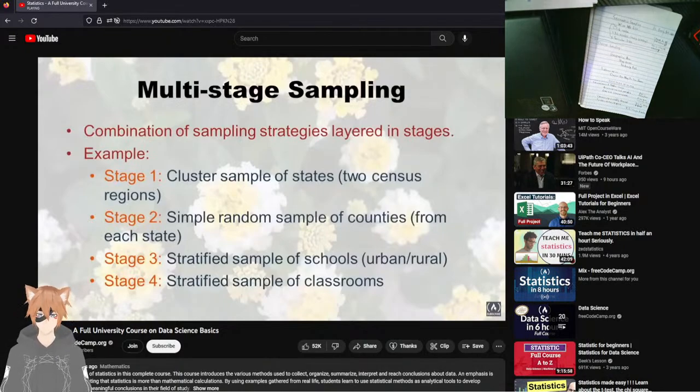So it's basically mixing and matching, but you're right. You've got to start with a lot to begin with if you're going to whittle it down in a whole bunch of stages. It doesn't have to be 4. I just gave you 4.